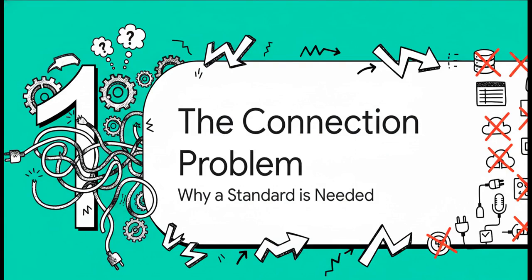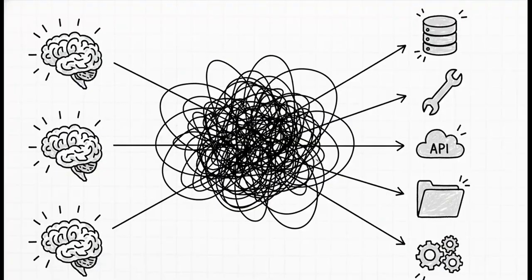Let's rewind a bit and see what the world of AI integration looked like before we had a standard like MCP. The heart of the issue is what engineers call the N by M integration problem. So imagine you have M AI models and N tools you want them to use. Without a standard, you literally have to build a unique custom connector for every single combination. It's a total nightmare to manage and scale.